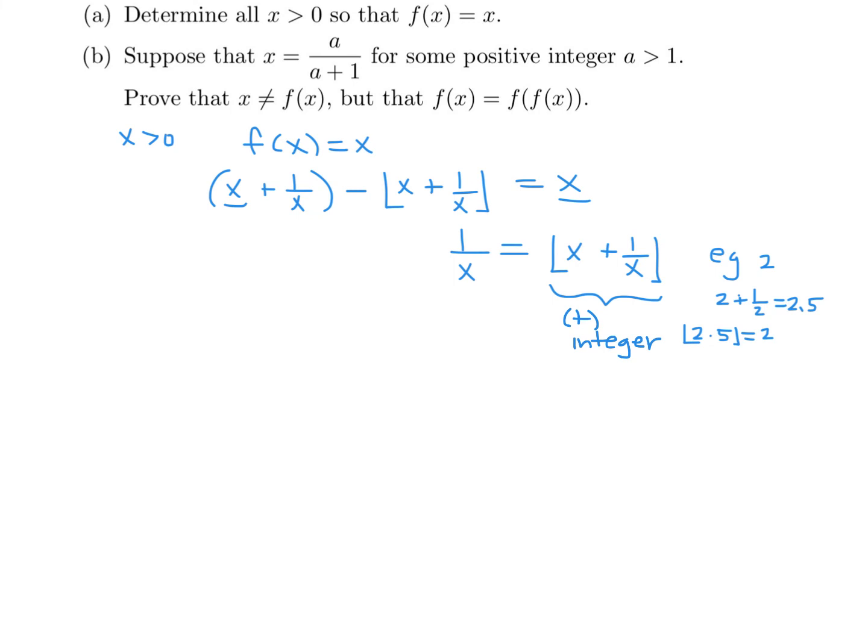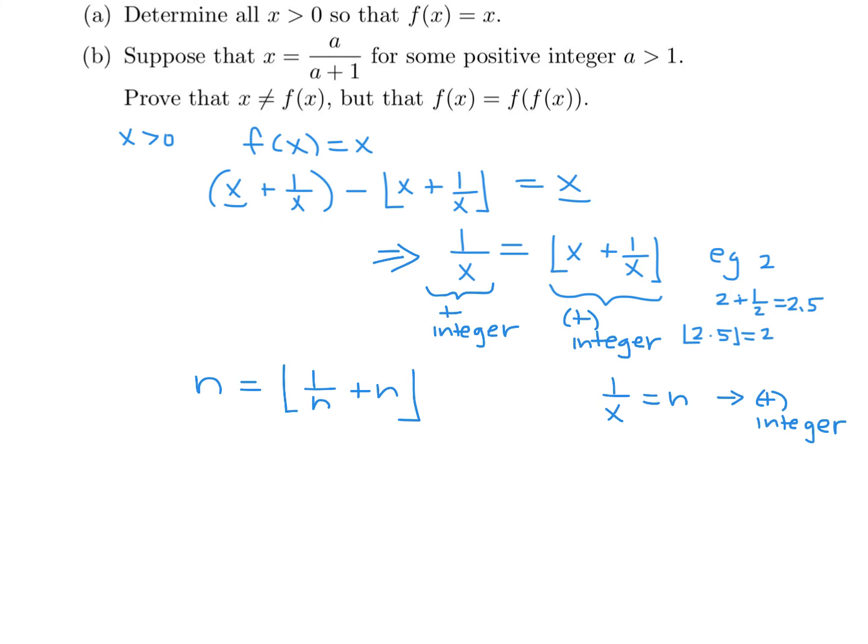Now, since this is equal to 1/x, that means 1/x is also a positive integer. So what that means is that 1/x is equal to some n, where n is a positive integer. Okay, so let's put that back into this equation. 1/x we have called n, and therefore x would be 1/n, and 1/x is n, like that. Now, we have this conclusion that n is a positive integer.